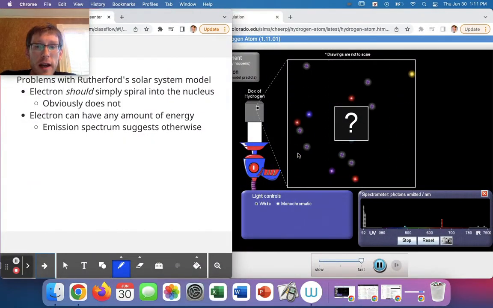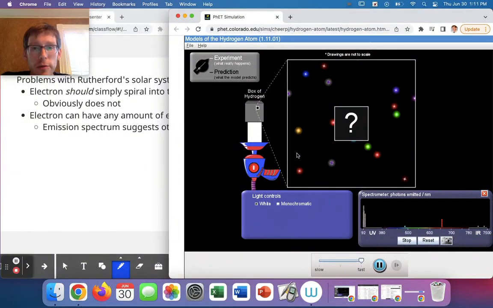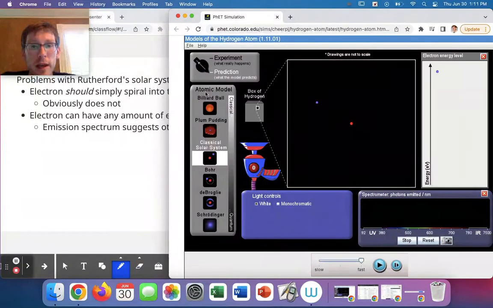In Rutherford's time, he was able to discover there is a nucleus, but he didn't really understand why the electron didn't simply spiral into the nucleus. Which actually, let's take a look at his model and go to, here it is, the classical solar system model. So I'm going to play this.